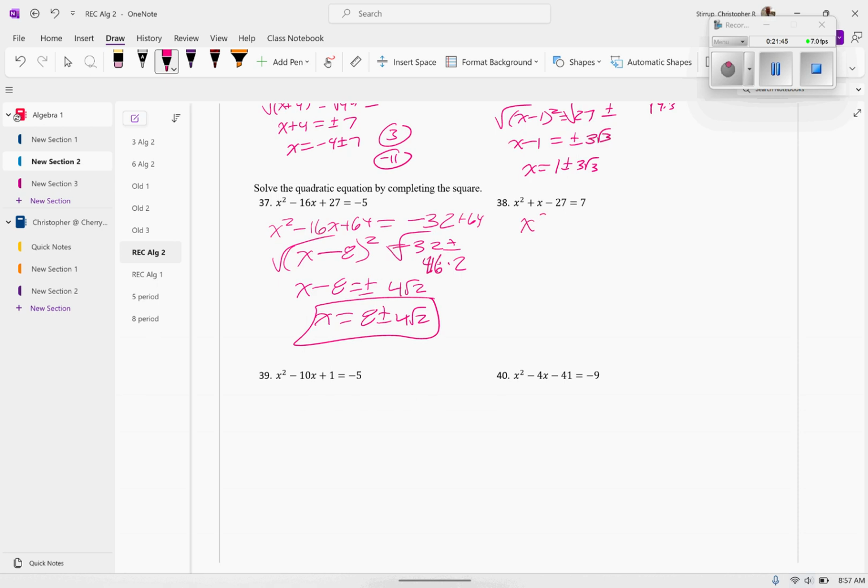Number 38, we're going to go ahead and add 27 to both sides. So that's 34. I'm going to do this. So half of 1 is a half. Half squared is 1/4. So if I add 1/4 over here, just for simple purposes, make that 34.25, because that'll be easier. Root.